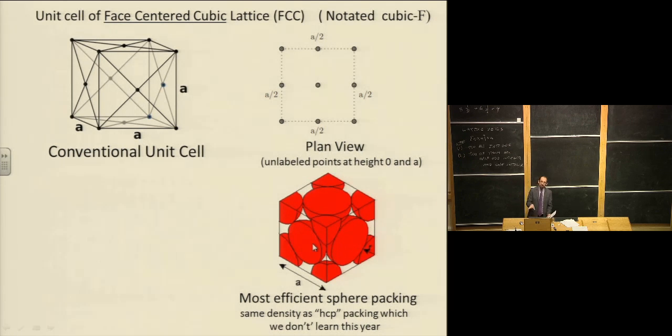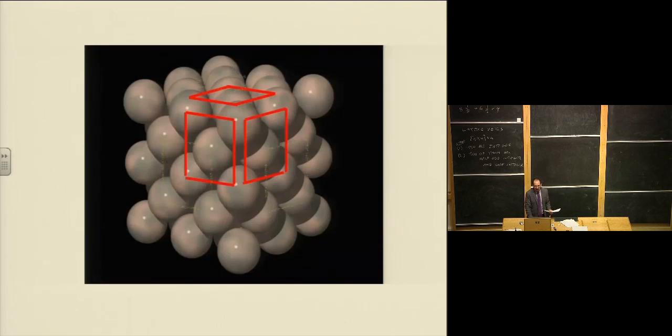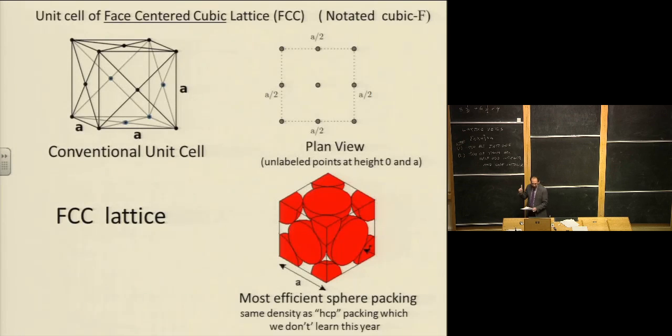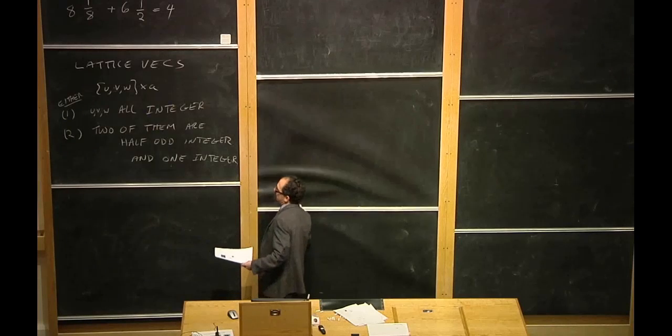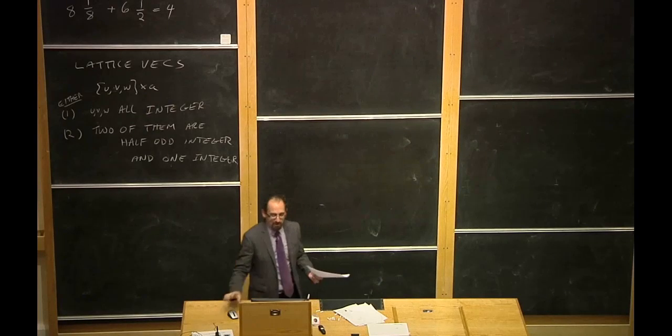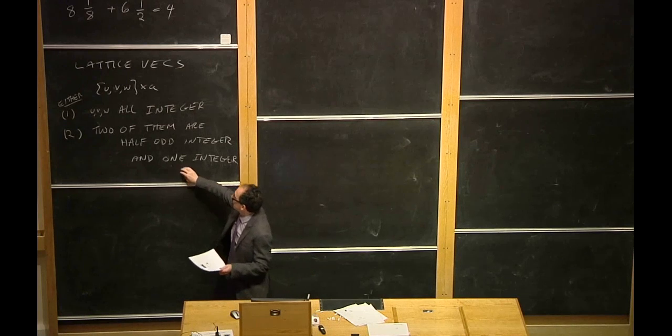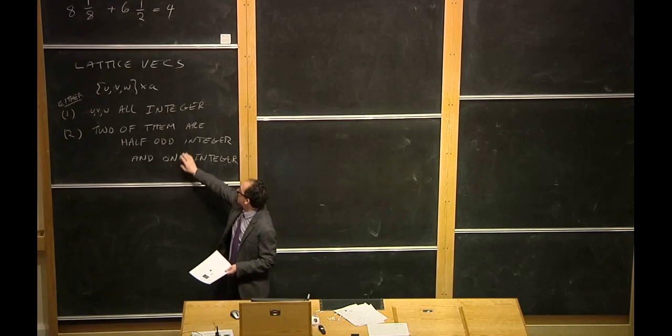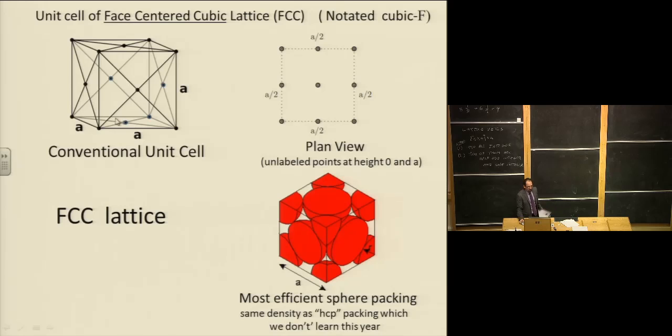So there's 4 at the same height, 4 slightly lower, and 4 slightly higher, which may not look all that convincing, but we can show it using this rule. This rule would give that to us for free. The reason we would know this is because, if you look at item 2 here: 2 of them half-odd integer, 1 of them integer. What does that correspond to? That corresponds to someone in the middle of the face.